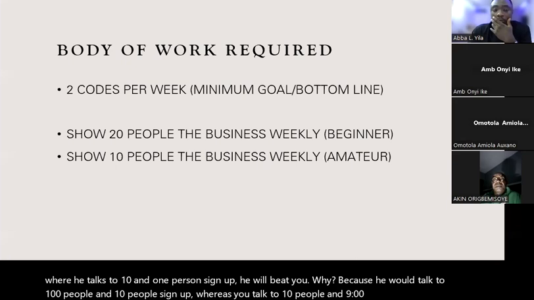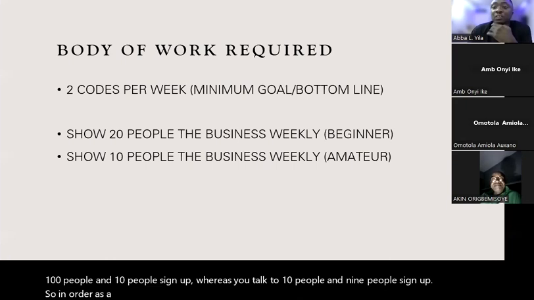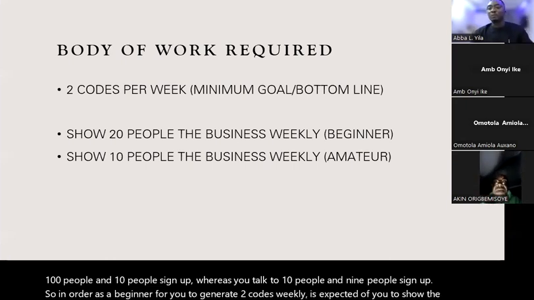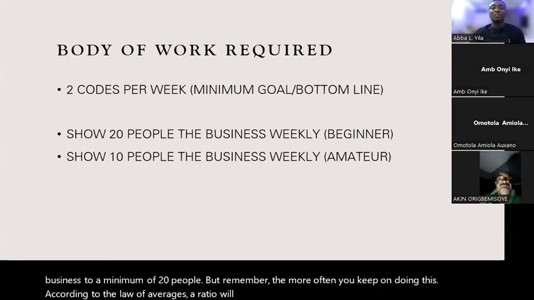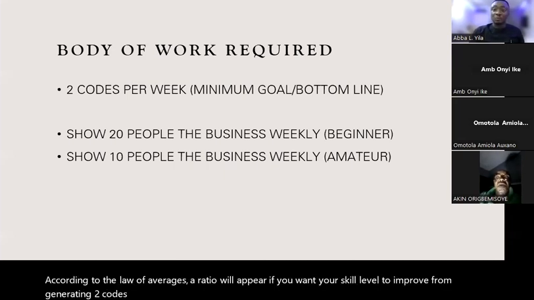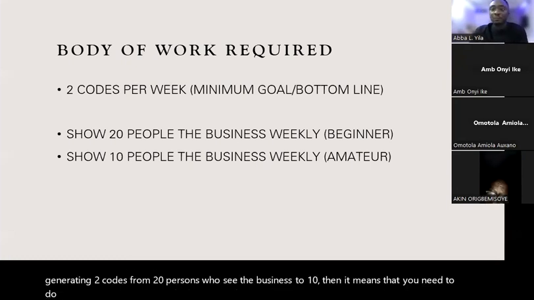So in order, as a beginner, for you to generate 2 codes weekly, you are expected to show the business to a minimum of 20 people. But remember, the more often you keep doing this, according to the law of averages, a ratio will appear. If you want your skill level to improve from generating 2 codes from 20 persons who see the business to 10, then you need to do it often enough. Because the more you put in, the more comes out.